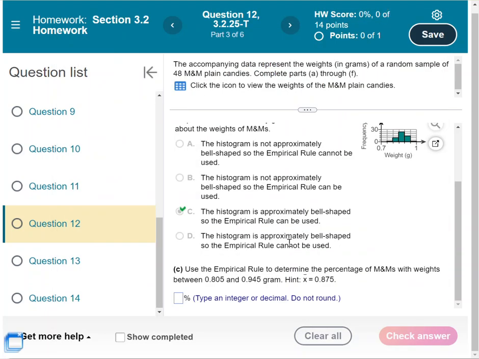All right, so let's go back here, and we want to know what percentage, based on the empirical rule, of the M&Ms have weights between 805 thousandths and 945 thousandths of a gram. So 0.805 and 0.945, and 0.875 is our sample mean. All right, so I'm going to switch to my camera.